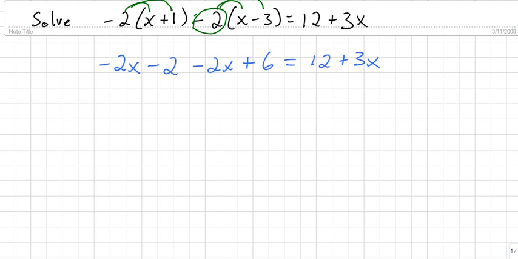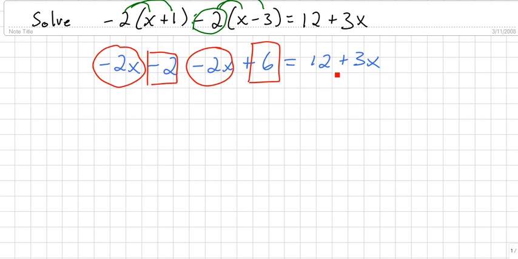So once I get to this point now I look for like terms, and I look to combine like terms. So I'm going to combine that like term with that like term, sign included, and I'm going to combine that like term with this like term. Obviously, over on this side, there's nothing I can combine because they're two different values. So, minus 2x and a minus 2x comes back to a minus 4x, and a negative 2 plus a 6 gives me a positive 4. And on the other side, I'm still left with 12 plus 3x.